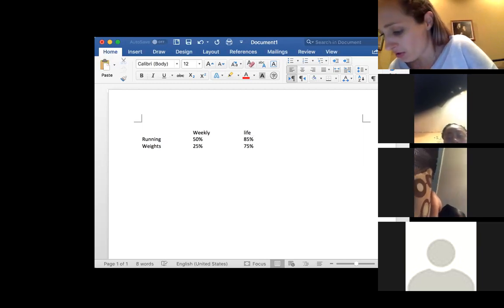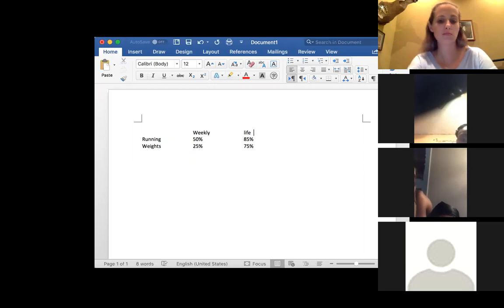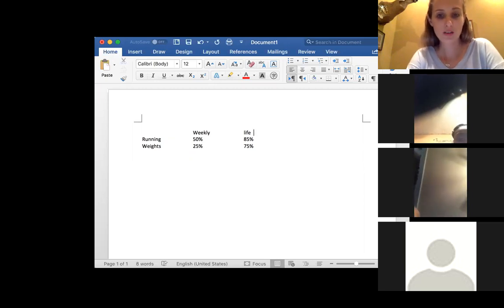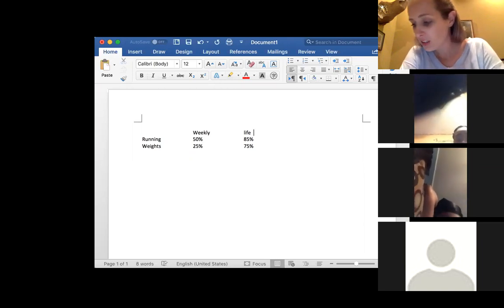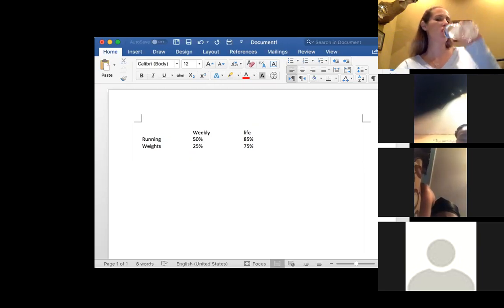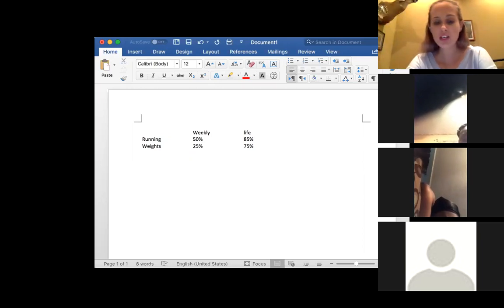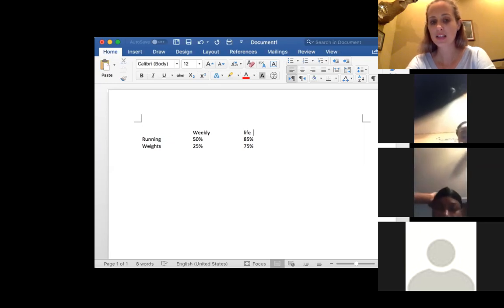All right. So using that table, what percentage of participants reported ever running? Ever basically running in life. Which one? 80. Wouldn't it be like the life category of running? Yes, it would be. 85. Excellent. What percentage of participants report running or using weights weekly? 25%. Good. Which of the two have the highest lifetime use? Running? Good. Which one has the lowest weekly?